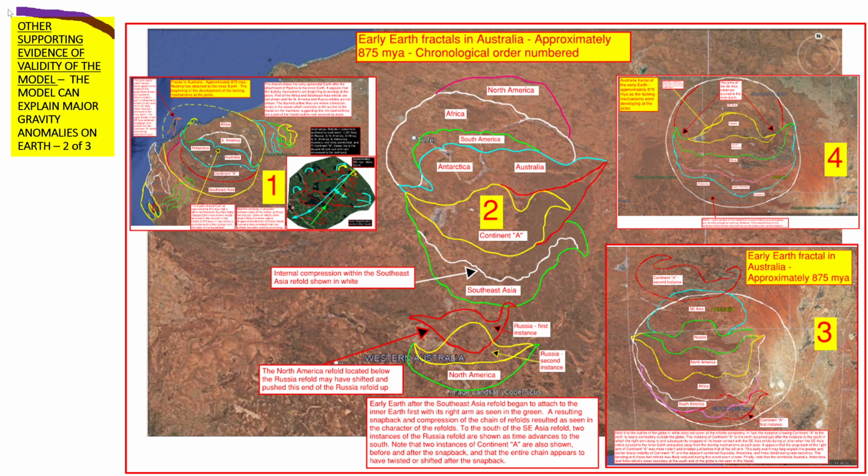Okay, other supporting evidence of validity of the model: the model can explain major gravity anomalies on Earth. Slide 2 of 3. So these are globe fractals in Australia, and they're numbered in chronological order. This is really an introduction to the next slide. These are fractals that resemble Rodinia. If you look at the number 1 sequential fractal here, I'm circling these fractals which resemble Rodinia in that there are 2 legs and a cone shape on the top.